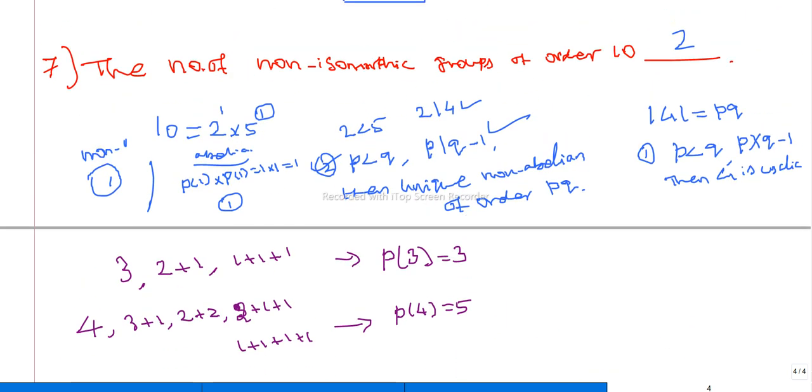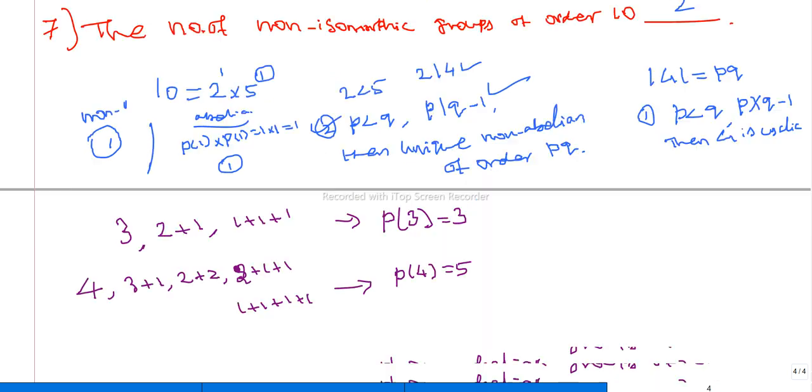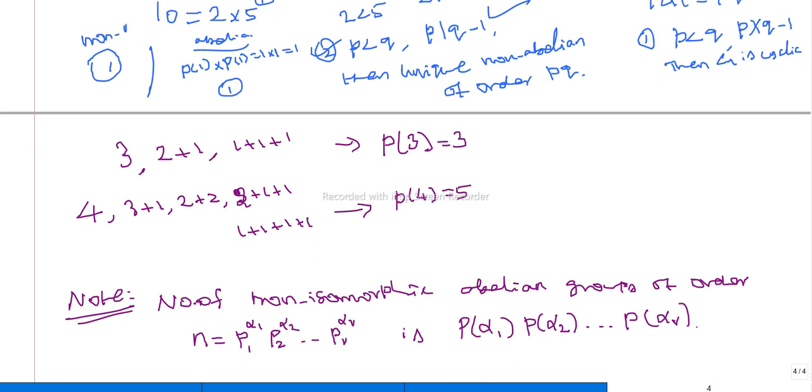Then how will we find it for non-abelian groups, sir? No, we don't have any formula for finding the number of non-isomorphic non-abelian groups. We have this theorem only for abelian groups, the number of non-isomorphic abelian groups. This is a formula. We don't have a formula for non-abelian groups.